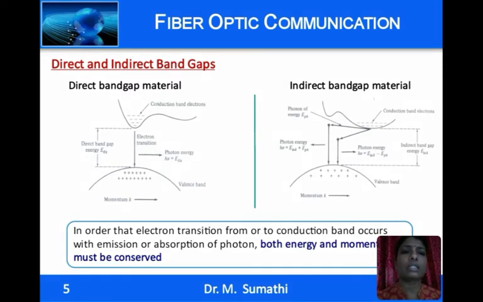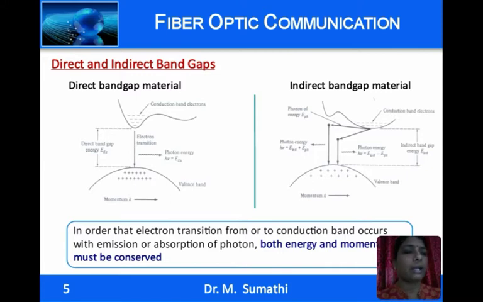So when an electron transition from or to the conduction band occurs, that is with emission or absorption of photons, both energy and momentum must be conserved. In direct bandgap materials, the maximum energy of the valence band and the minimum of the conduction band occur at the same momentum, and therefore when the electron transition occurs, the difference in energy is emitted as a photon. The probability of radiative recombination is higher in direct bandgap materials.